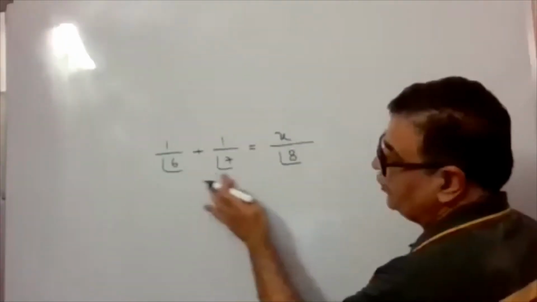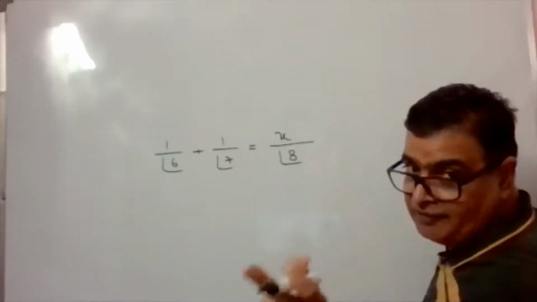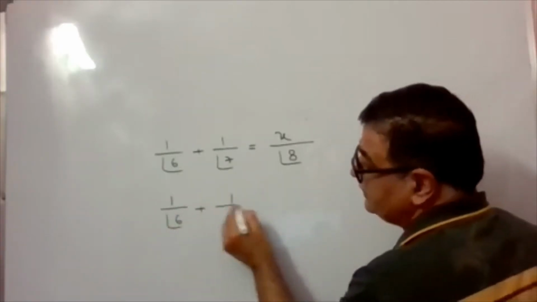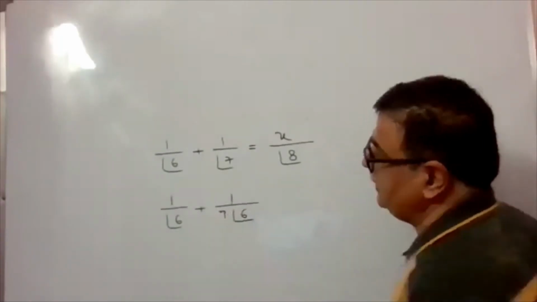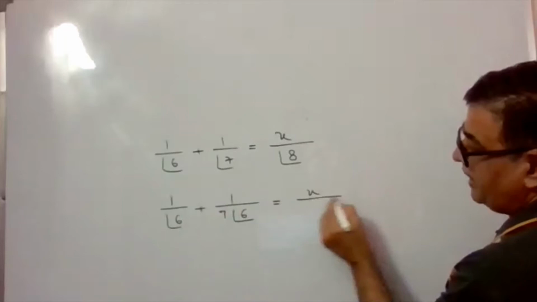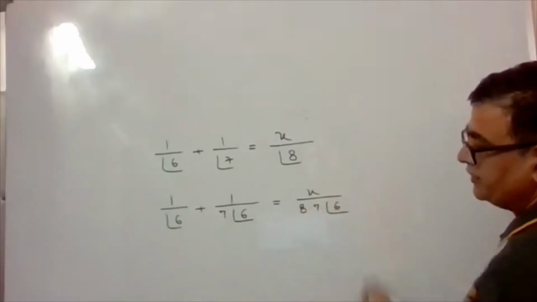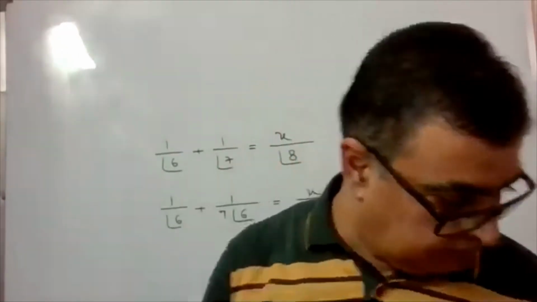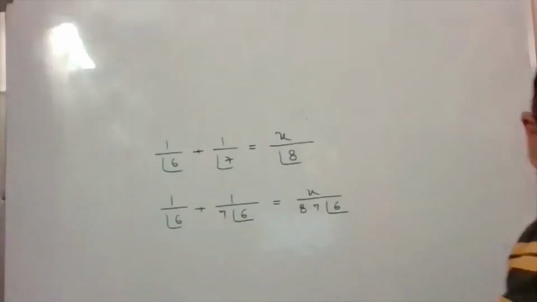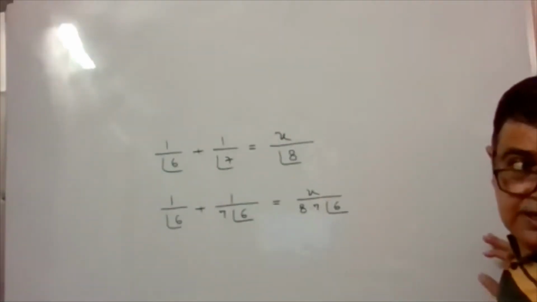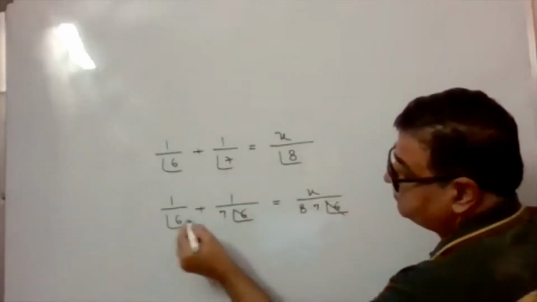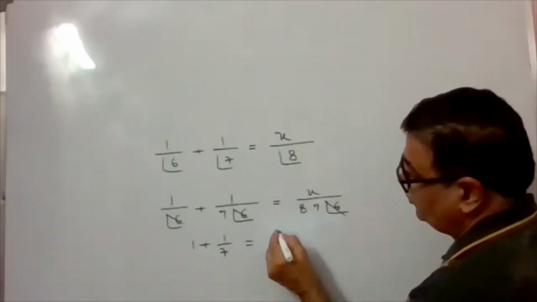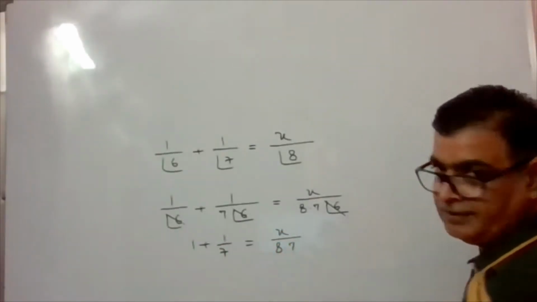What we do in this case, factorial 6 is the smallest one. They are asking to find the value of x. So convert all into the smaller factorial. Factorial 6 remains as it is. This I'll write as 1 by 7 factorial 6. This I'll write as x by 8 into 7 factorial 6. Then factorial 6 clearly gets cancelled out here. Left is 1 plus 1 by 7 is x by 8 into 7.